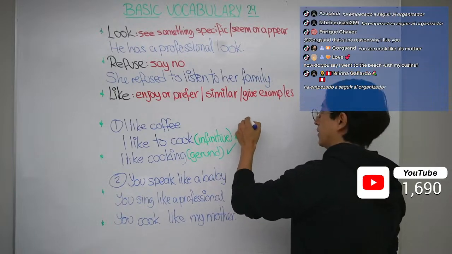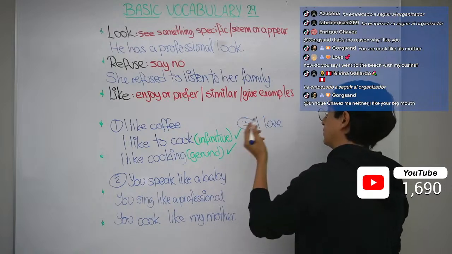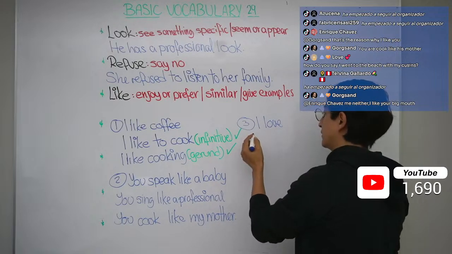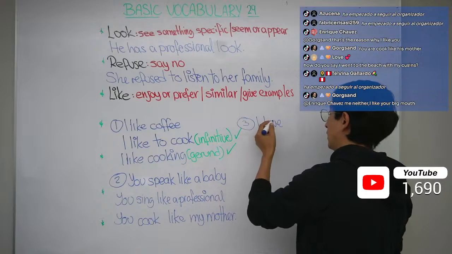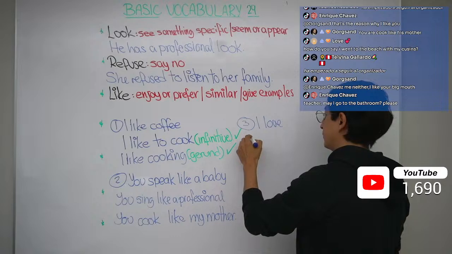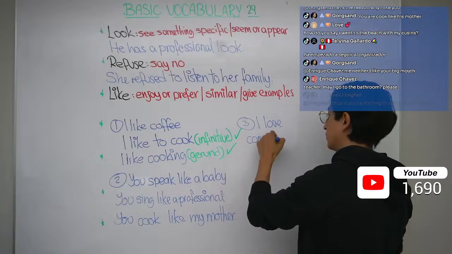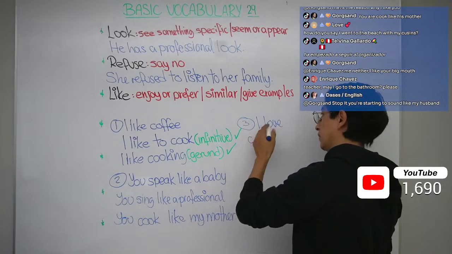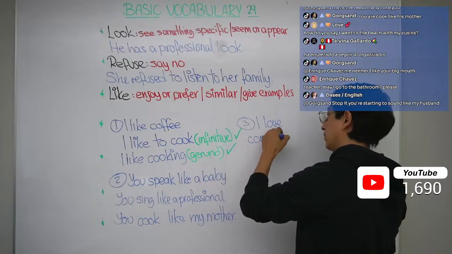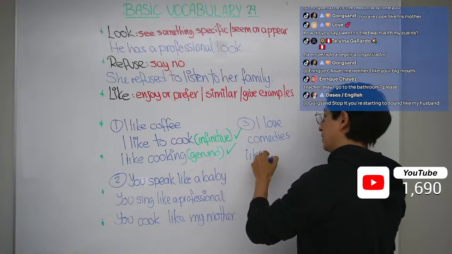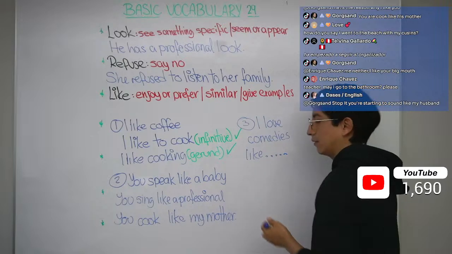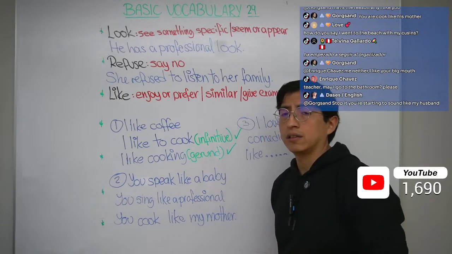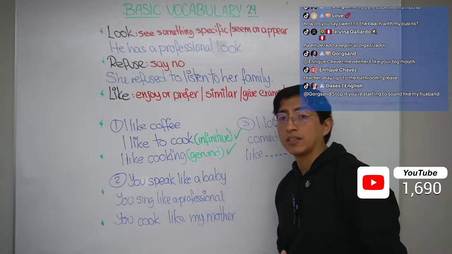Number three. Let's say I love comedies. Okay, I love comedies like, and then you can give some examples. Hey, I love science fiction movies like Star Wars or the Avengers and things like that.